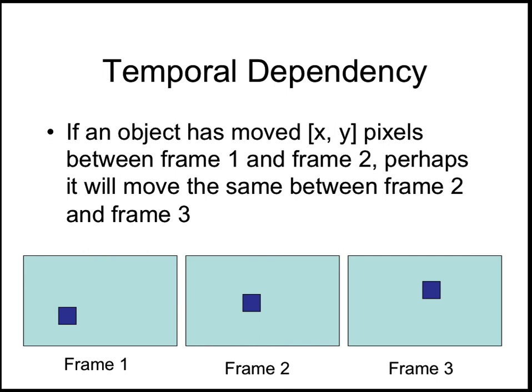Temporal dependency is also something you can use. Like, if between frame 1 and frame 2 a block has moved this much, well then maybe between frame 2 and frame 3 it'll also move this much. So if this is a bullet or a car or a football, maybe it's traveling across the screen in a straight line with a particular speed, and you can say, well, I'll start looking for it there. Basically, if the block has moved a particular distance between frame 1 and frame 2, maybe you can hazard a guess that it's done the same again between frame 2 and frame 3.